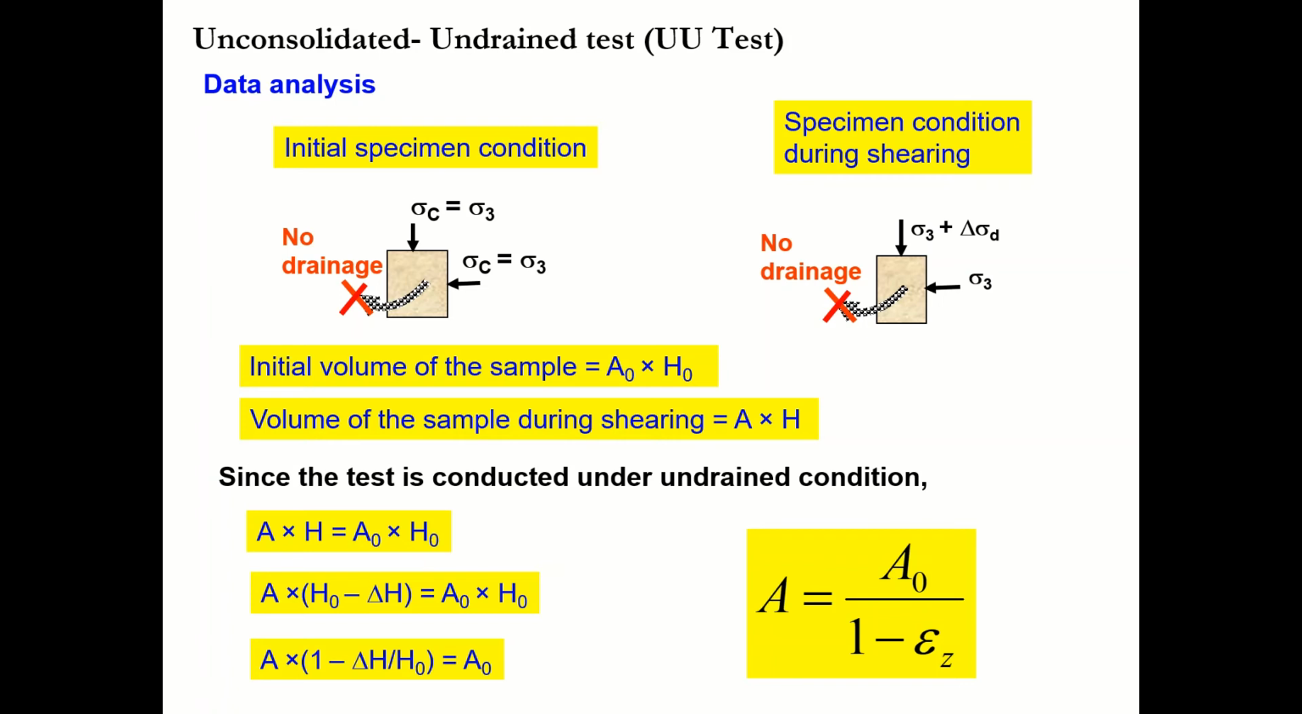So like the previous test, we have to repeat the test for different cell pressures. So we will have different deviator stresses for the corresponding cell pressure values, and we need to draw the Mohr circles, and combining the 3 Mohr circles or 4 Mohr circles, we can draw a Mohr-Coulomb failure line which will be tangent to all the circles. And from that Mohr-Coulomb failure line we can determine our shear strength parameters. Okay, that's all from the UU test.